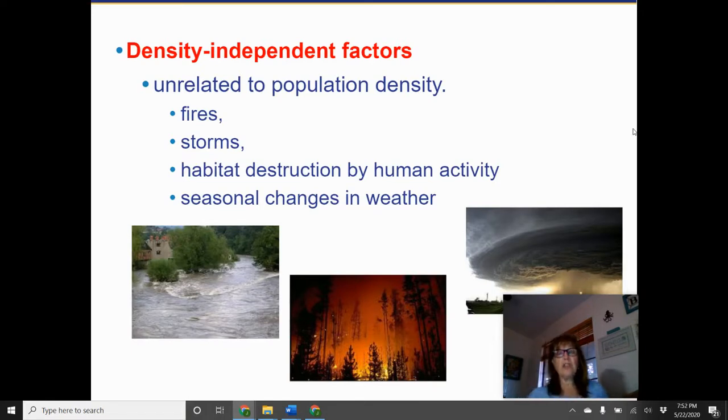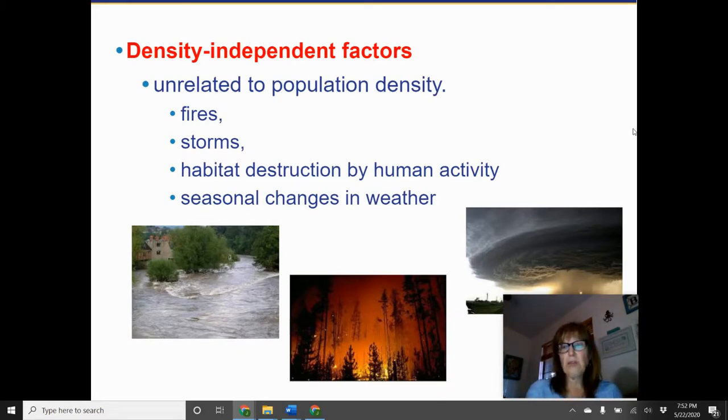Density independent factors are totally unrelated to the density of a population. It doesn't matter, and there's no plan involved in the number of individuals in a population that are in this particular area. So for example, a lot of people ask, why do hurricanes always hit New Orleans? Why do tornadoes always hit down in the most populated city in Oklahoma? Well, that has more to do with climate and latitude, longitude than anything to do with the number of people that live in that area.